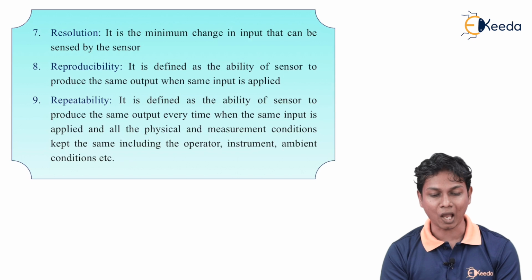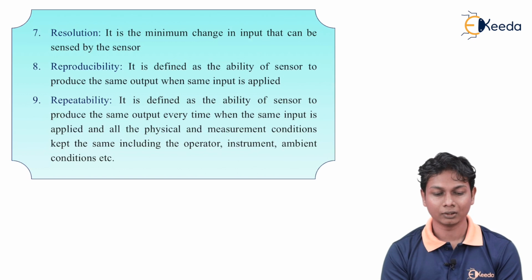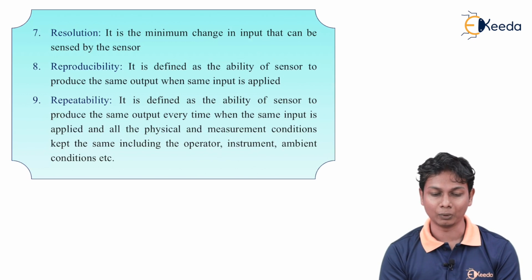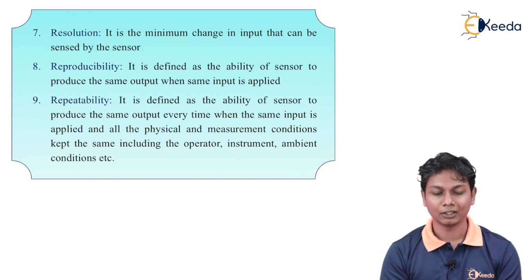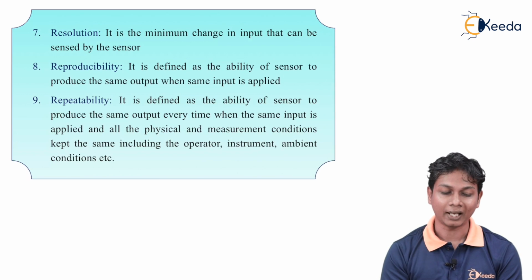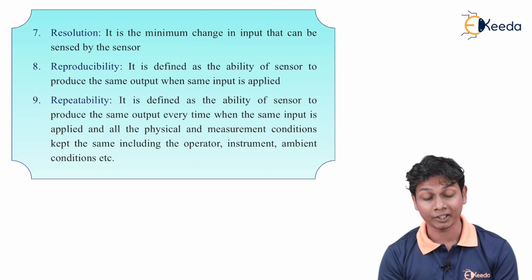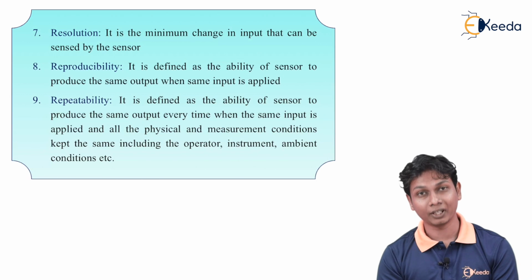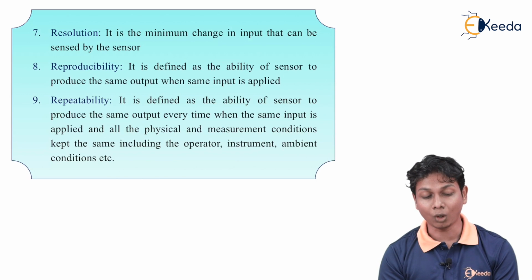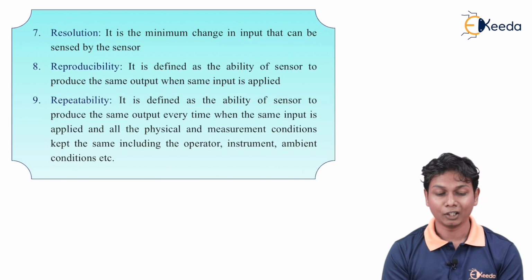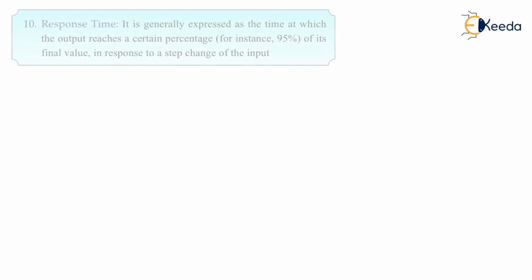Repeatability is defined as the ability of a sensor to produce the same output every time when the same input is applied, with all physical and measured conditions kept the same, including the operating instrument and the ambient conditions. Means what? If the ambient condition, that is the temperature, changes, or if the instrument or the operator is changed, the output should not be affected. Hence, repeatability remains constant.